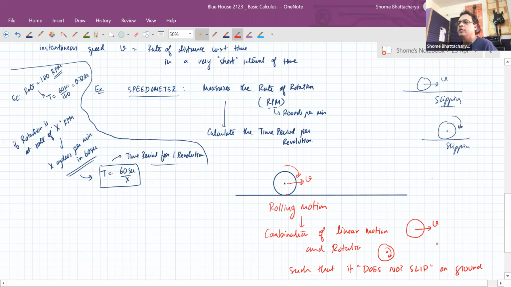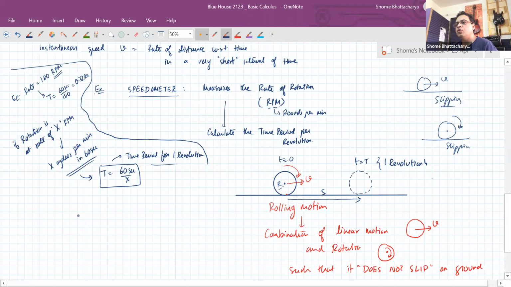Okay. So if it does not slip on the ground, then can you tell me, by the time the wheel completes one cycle, how much distance will it cover? Circumference of the complete wheel. Circumference. Very nice. That's correct. So in one revolution or one cycle, it will cover a linear distance on the ground that is exactly equal to its circumference. And there's a very easy way to visualize this.